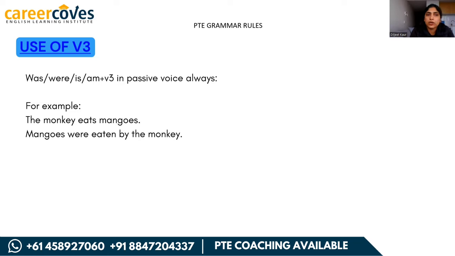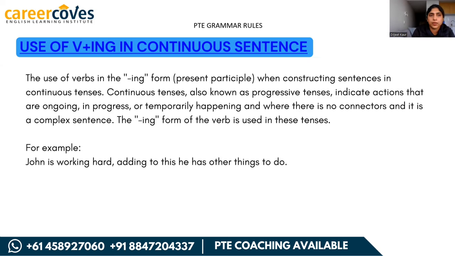The next thing is the use of the third form of the verb. That is part of passive voice, as I discussed already. So just reminding you, was, were, is, am, are come with the third form of the verb. That is always passive voice. For example, the monkey eats mangoes. Mangoes were eaten by the monkey.